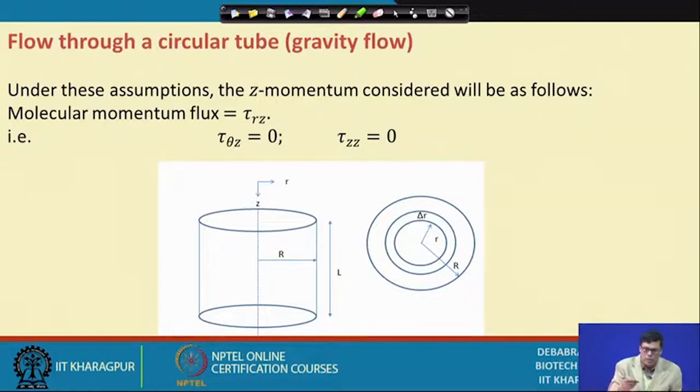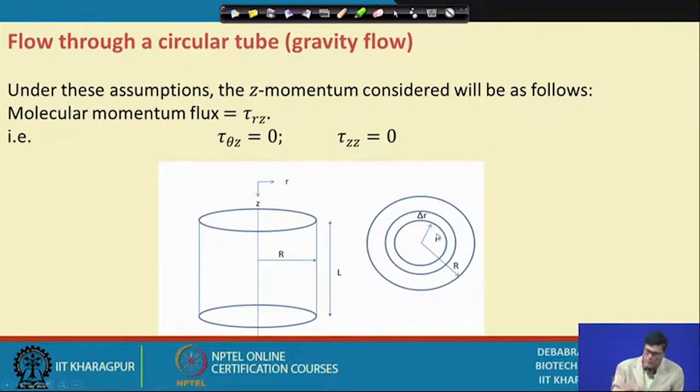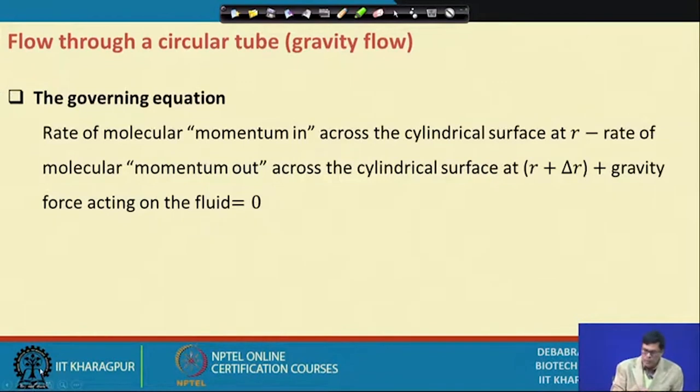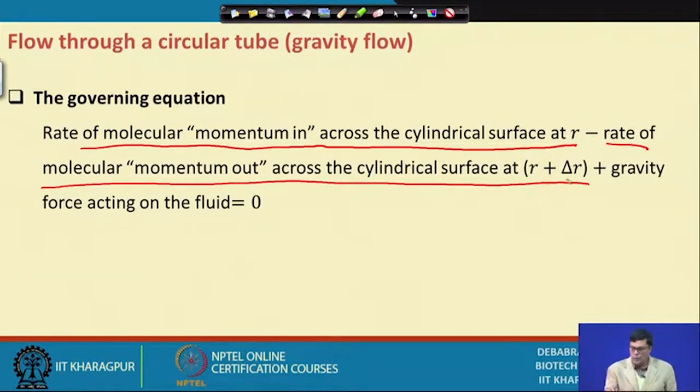Now, let me explain the flow through the circular tube. Under these assumptions, the molecular momentum flux is tau rz, and tau theta z equal to 0 and tau zz equal to 0, that we assume. We also consider a segment. You can see that segment, this is the del R we consider, so we just integrate from R to R plus del R. The flow through the circular tube can be explained as: rate of molecular momentum in across the cylindrical surface at R, rate of molecular momentum out across the cylinder at R plus del R, and plus gravity force acting on the fluid, should be equal to 0.